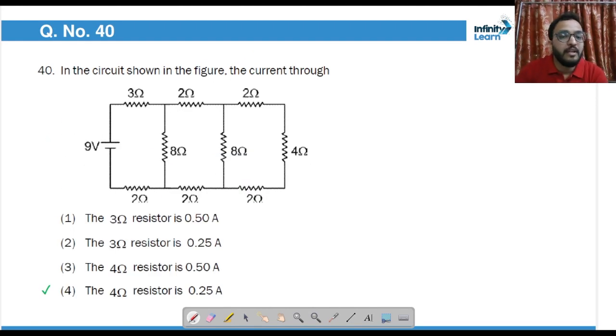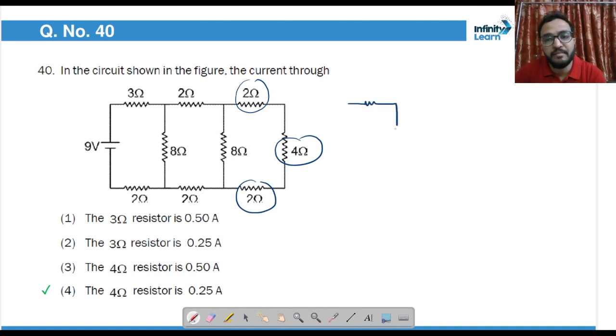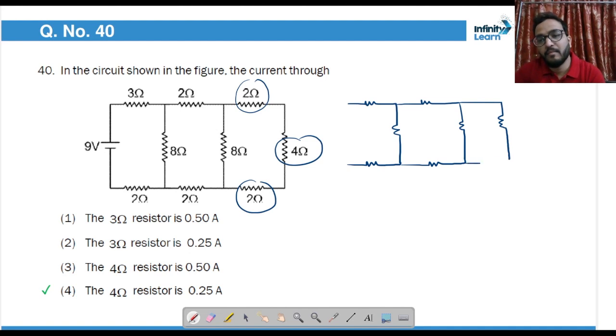40. Now this is an interesting question. See, this is a diminishing circuit. 2, 4 and 2 in series will become 8, right? So it will be like this. If this is 8, this will become 8. This is 2 and this is 2. Again 8 and 8 will become, see, 8 and 8 will become 4.